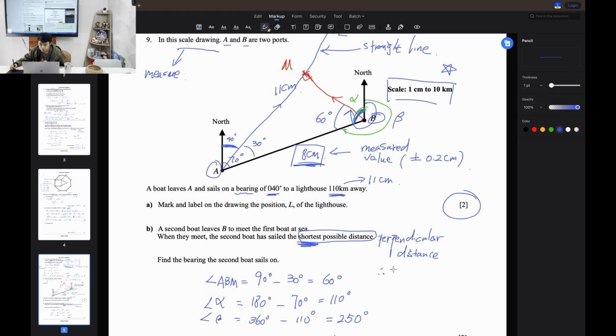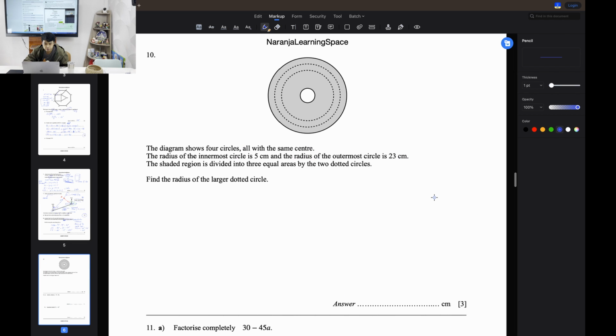So in this case, the bearing of the second boat sails on equals 250 plus this 60 degrees, equals 310. Okay, that should be the answer. Question 10.